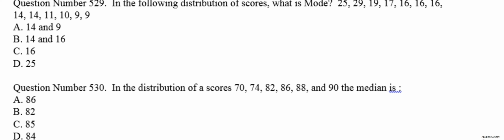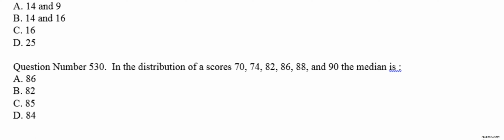Question number 530. In the distribution of scores 70, 74, 82, 86, 88, and 90, the median is A. 86, B. 82, C. 85, D. 84. The correct answer is option D, 84.